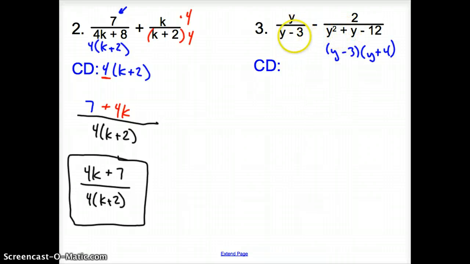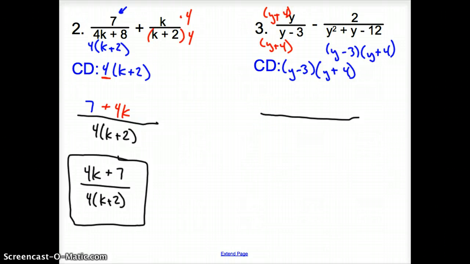So my common denominator, I have y minus 3 here, y minus 3 here. So that has to go in my common denominator. And I also have a y plus 4, so I need a y plus 4 in there. So my common denominator is now right here. So if I look here, do I have all of my common denominator? I have y minus 3, but I do need a y plus 4. So what you do to the bottom, you have to do to the top. Do I need anything over here? I do not. So let's bring down that common denominator, which is y minus 3 and y plus 4.